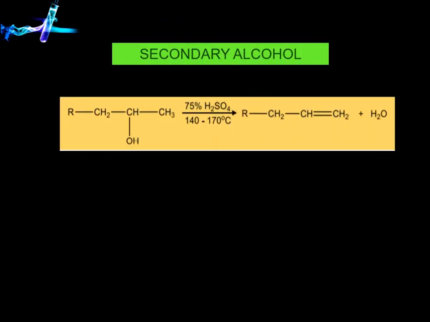Now moving towards secondary alcohols. A secondary alcohol, I have told you, is one in which the hydroxyl group is attached to a carbon, further attached to two more carbons. It will react with 75% sulfuric acid at a lower temperature now, that is 140 to 170, and it will make an alkene. Hydroxyl will be removed from this side and hydrogen will be removed from this side, that is the beta hydrogen, and a water molecule is formed. So the double bond is created on this side.